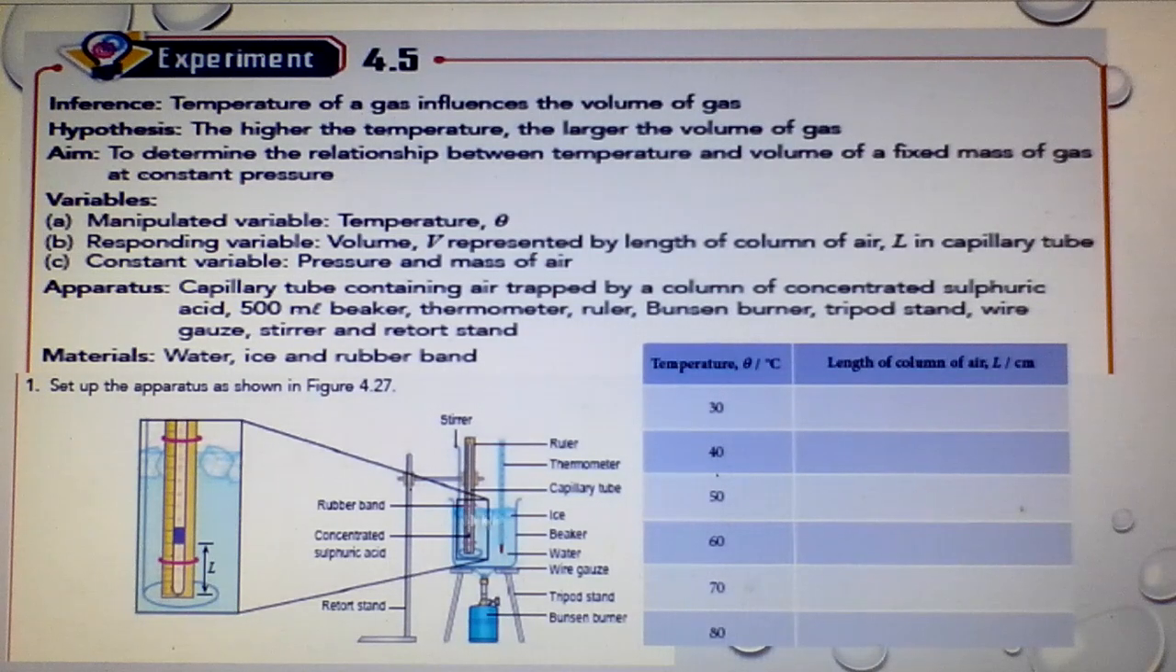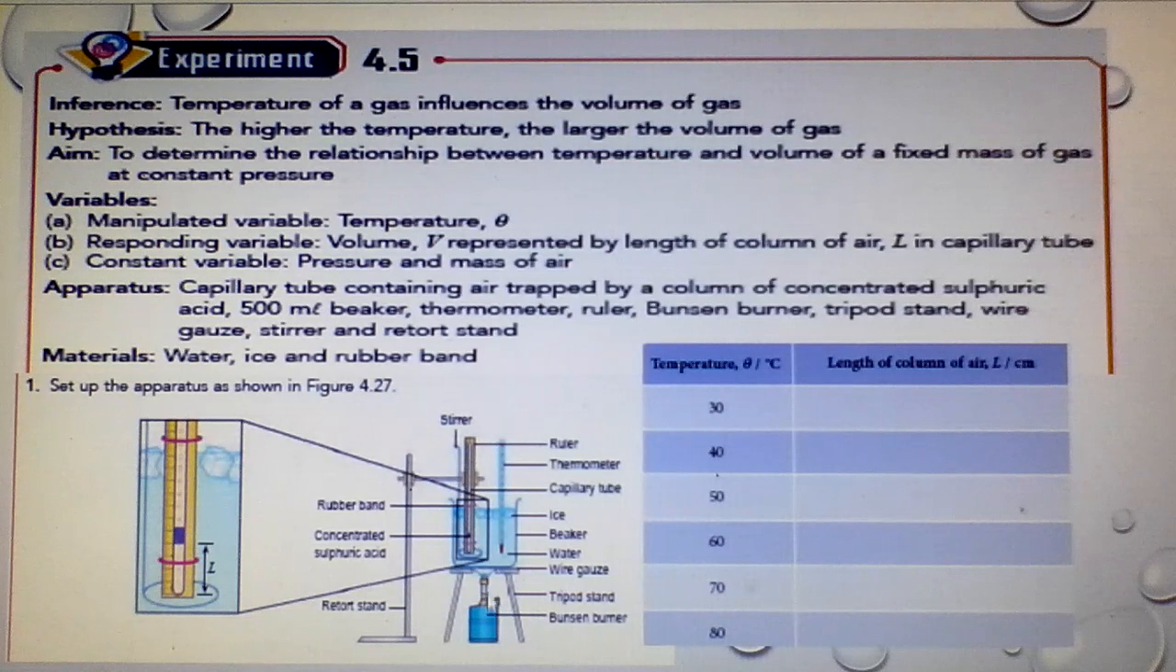At the top here we put ice. This one is to prevent heat loss to the surroundings. So what we do, when we turn on the Bunsen burner and supply heat, the temperature will start to increase. We can set the initial temperature at 30 degrees Celsius. So we just measure the length of the air column, how many centimeters, and record it here.